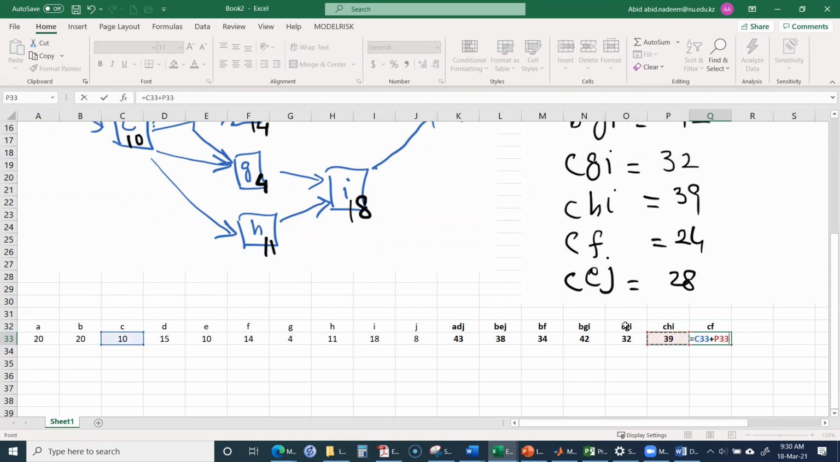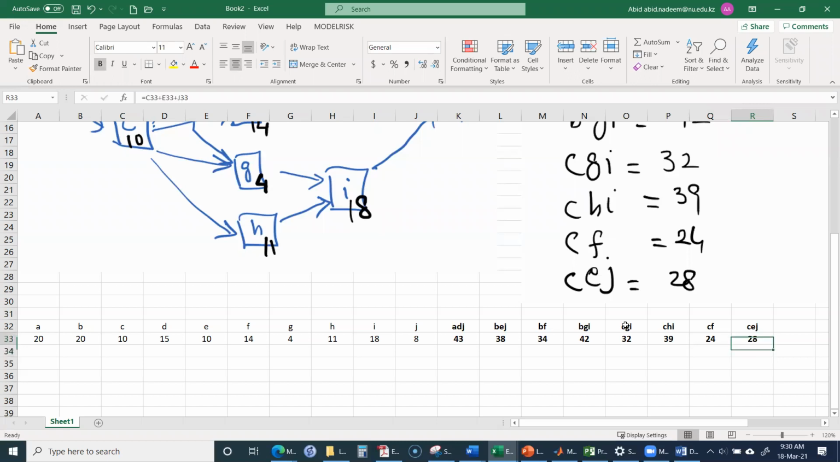And then CF is equal to 10 plus 14 plus, I think, okay, CF is equal to C plus F, this is 24. And then the last one is CEJ, which is equal to C plus E plus J, which is equal to 28.